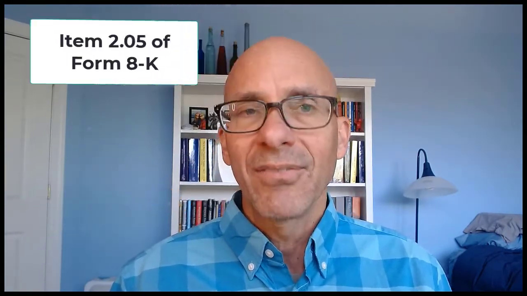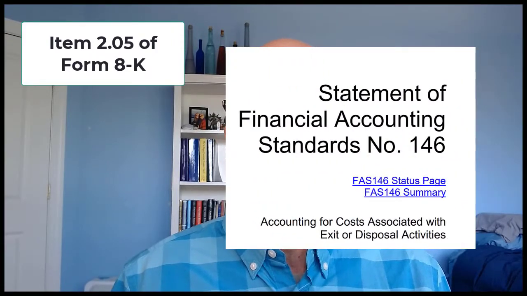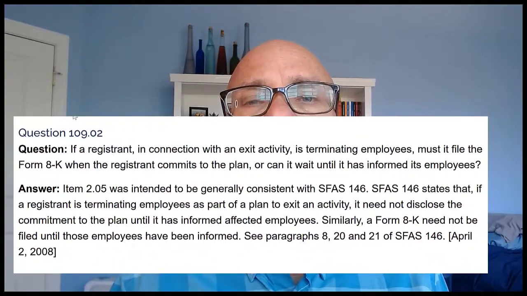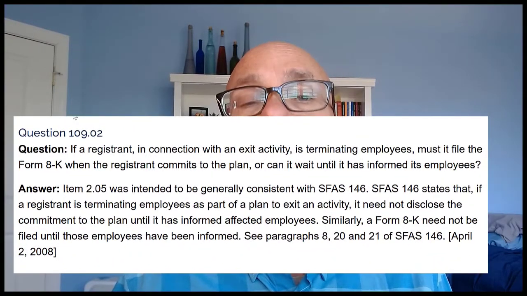Item 2.05 of Form 8-K really mirrors a lot of what is said in FASB's FAS 146. In fact, this CorpFin staff interpretation indicates that Item 2.05 was intended to be generally consistent with FAS 146. What to disclose? Item 2.05 lists 4 categories of information.